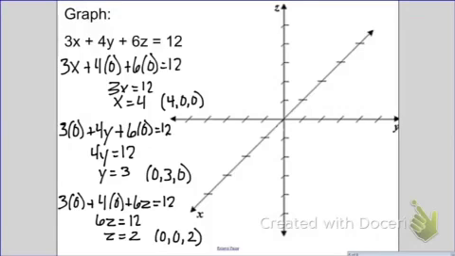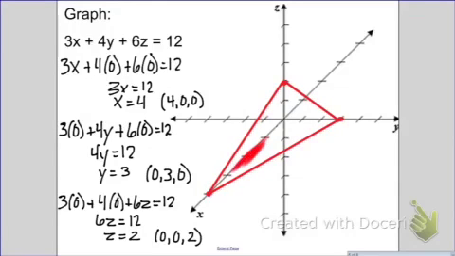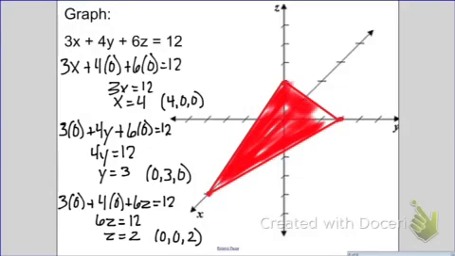So now what you're going to do is find these spots on the axis. For x, 4, 1, 2, 3, 4, there we go. For y, positive 3, 1, 2, 3, and for z, positive 2. And now you're going to connect those dots to form what will look like a triangle. And you'll be shading it in because the graph is a plane. Not a line, but a plane. Let's see that one more time.